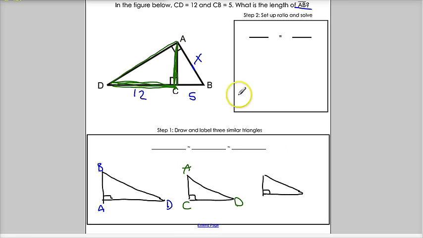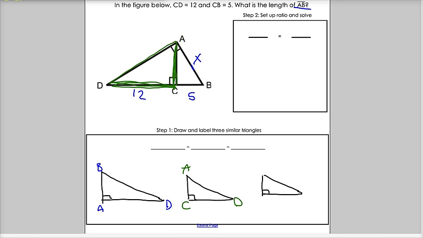And then finally, we have our last triangle, our small guy right here. Let's label it like this. Our right angle is right here, so our right angle is at C again. And which one seems longer, CA or CB? I think CA is our longer one, and CB is our shorter side.